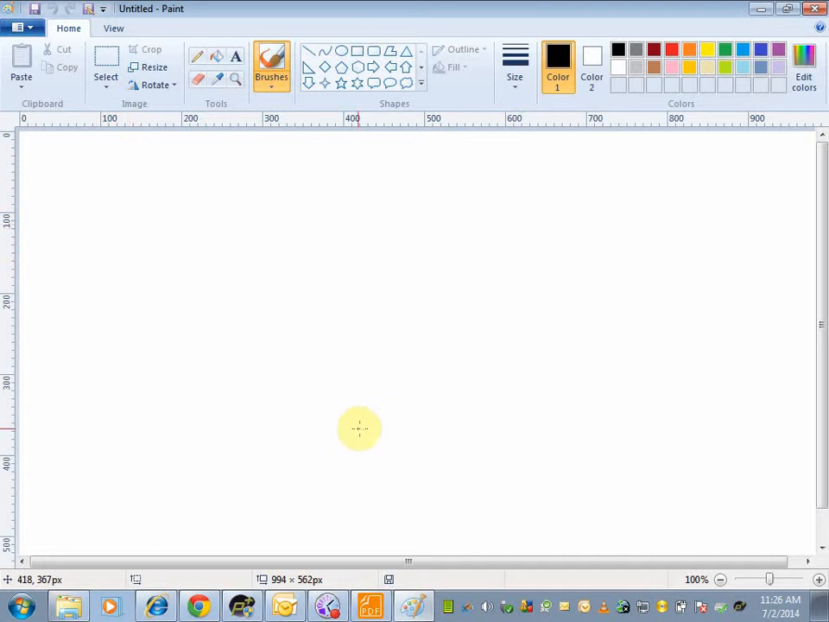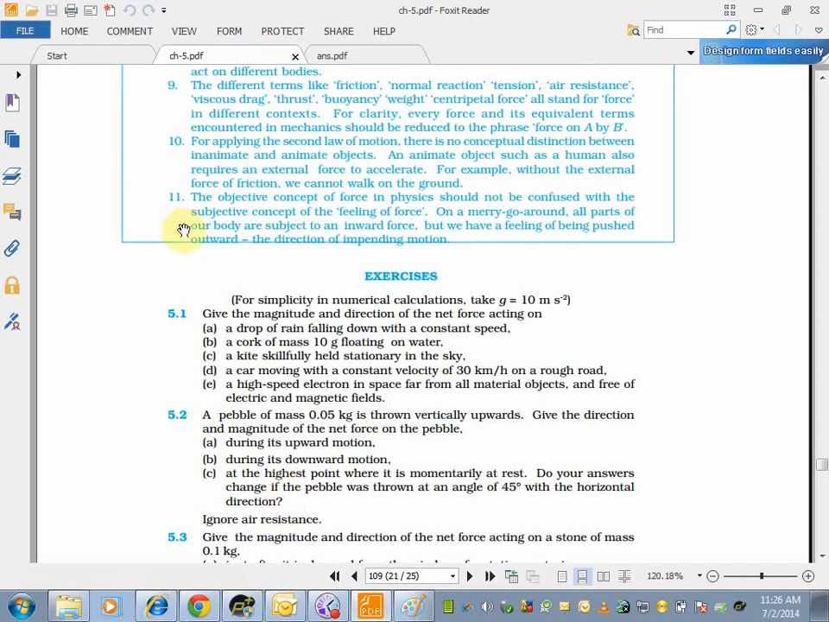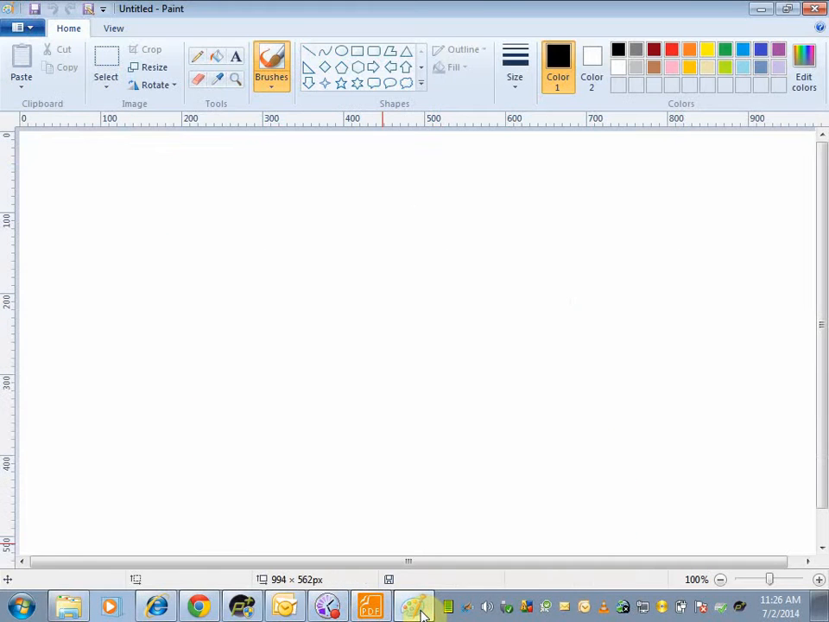Okay, now we are going to deal with some questions of NCERT chapter 5. Here are some questions. For the first question, give the magnitude and direction of the net force acting on the following. First part, a drop of rain falling down with a constant speed. Now let us deal with this in Paint.